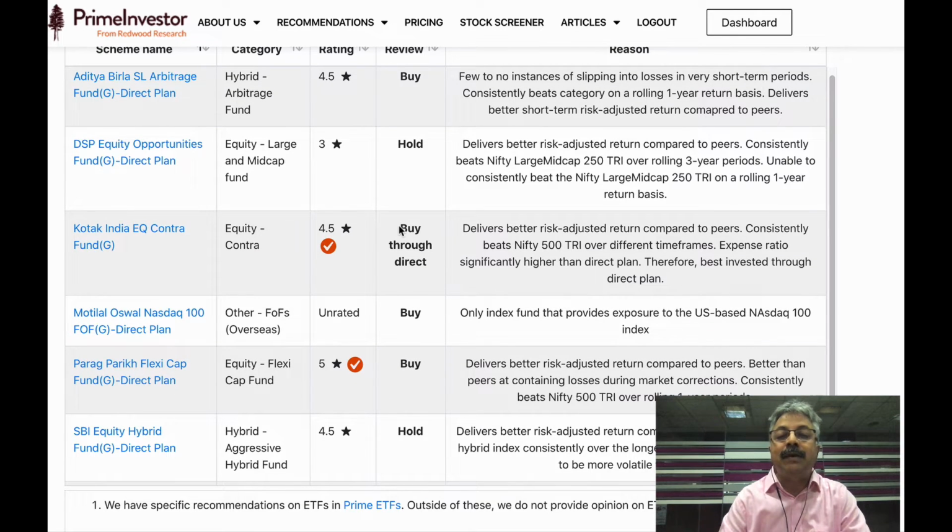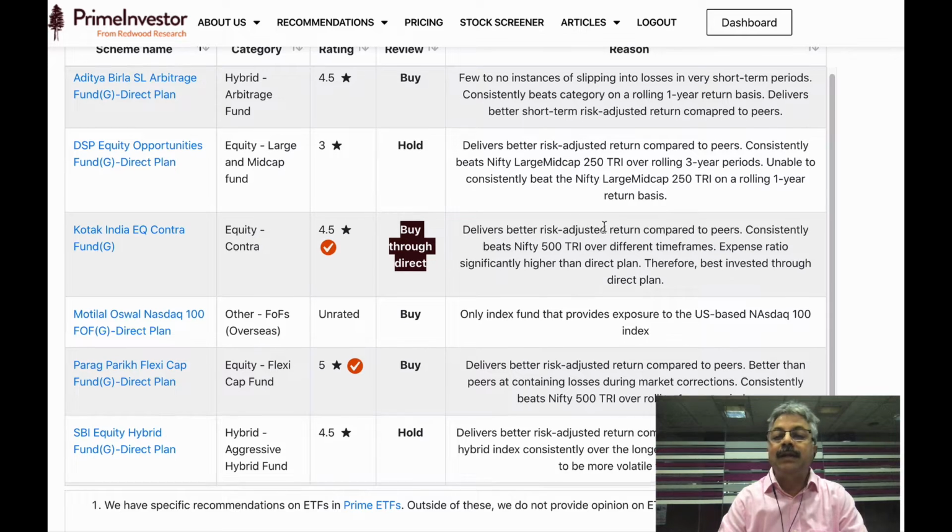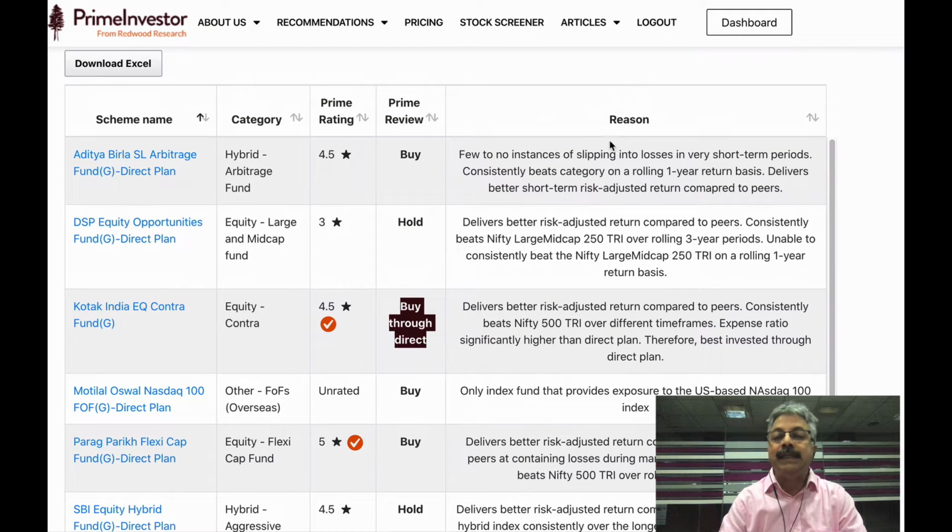In some cases we have a buy through direct recommendation. What that means is, if you are holding a regular mutual fund and we think this particular mutual fund should be bought through the direct channel and not through the regular channel, because the differential in terms of the expense ratio is so high that it does not make sense to buy through regular channel, we will tell you that this fund should be bought through direct channel only, and we'll tell you why we think that, what is the reason for us to give that particular recommendation.